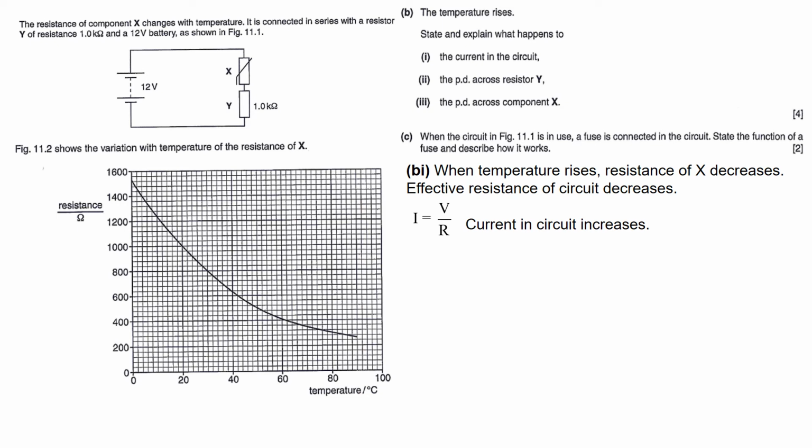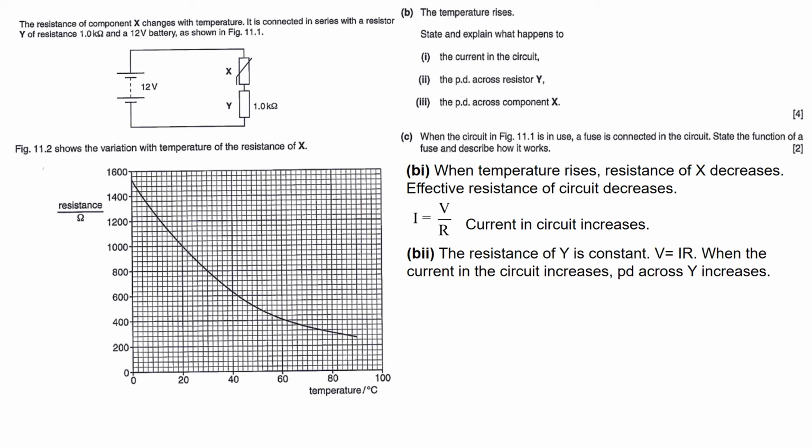B part 2. What then happens to the potential difference across resistor Y? The resistance of Y is constant at 1000 ohms. V equals IR. When the larger current flows in the circuit from B part 1, we know that the potential difference across Y should increase as well.